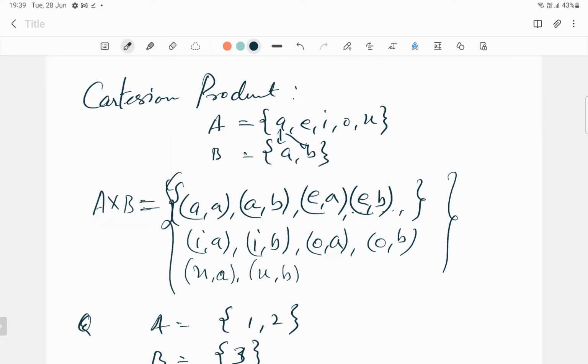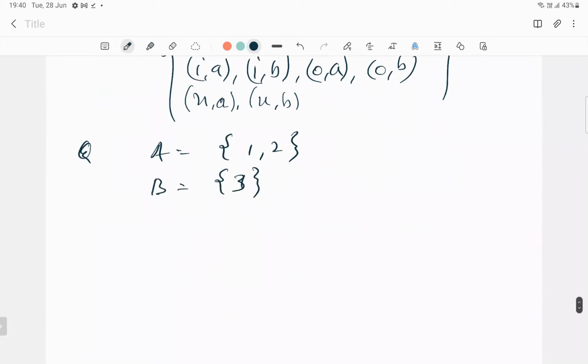And when you are writing B cross A, then you write A, B, A, I, A, O, A like that. Then B, A, B. So that will be your B cross A. This is your A cross B. Opposite. Okay, got it? Now shall we move ahead to the Venn diagram? Do you have any doubt?